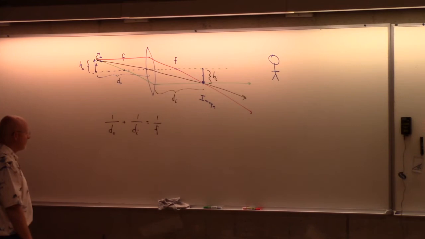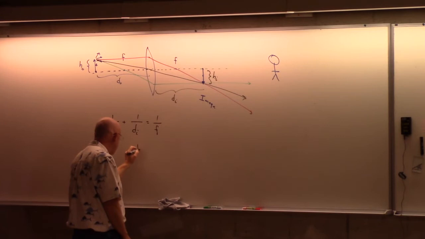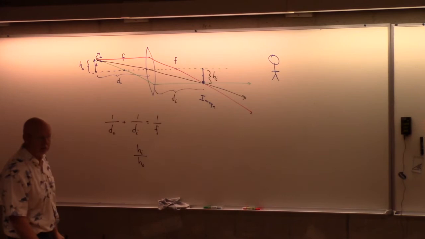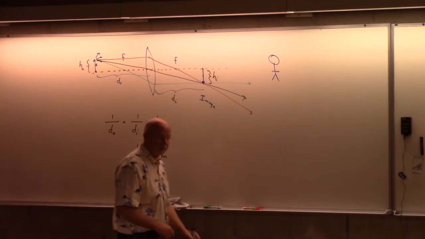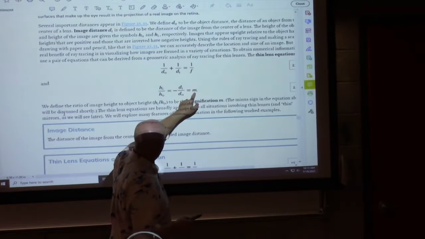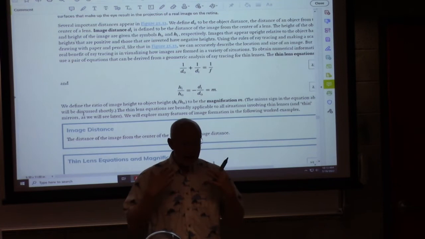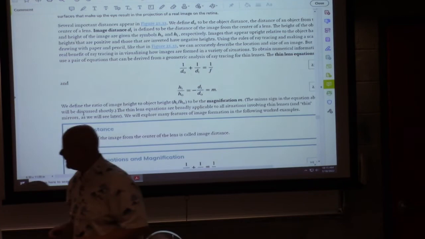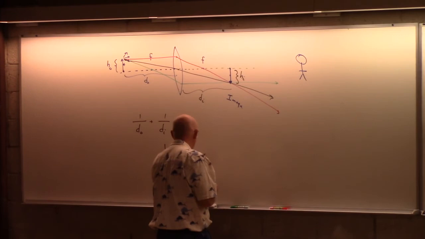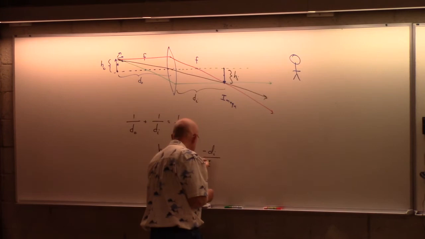There is also a mathematical connection between the height of the image and the height of the object. Let's call this the magnification, and I think he uses a lowercase m. He says, well, how big is the image compared to the object? Did it get bigger? Did it get smaller? And so these two equations can ask, where is the image? In other words, is it close or far? And how big is the image? And of course, I'll follow him along and say it's the negative of the image distance over the object distance.